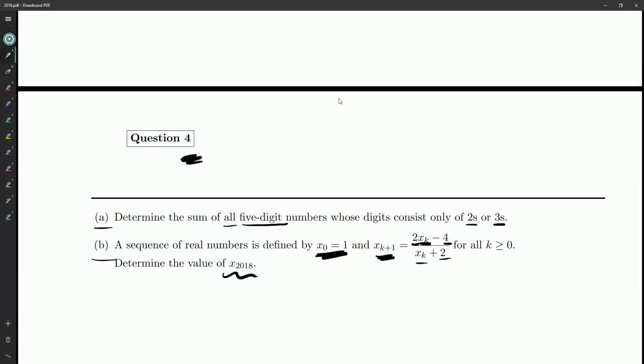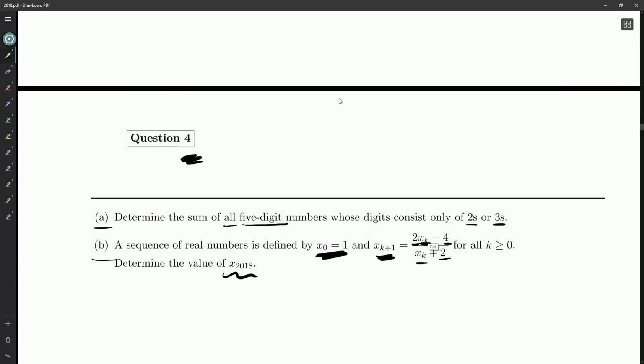And that's a hint to us that we should take a look at the first few terms and see if we can work out a pattern. This is going to be a pattern recognition question. Fairly certain of it. Okay, so let's start writing out terms. So I know x0 is 1, and then x_{k+1}, so the next term, is 2 times the current term minus 4 over the current term plus 2. I think that's correct. Yes.